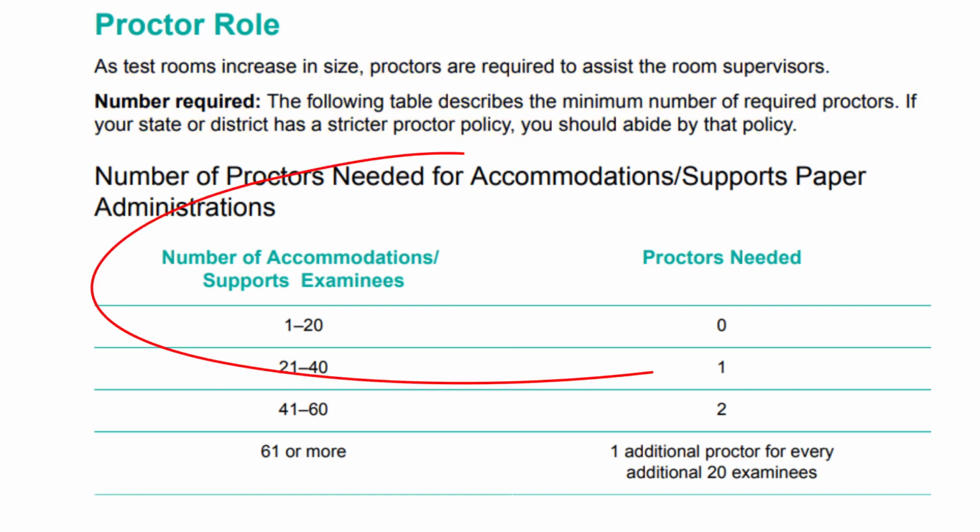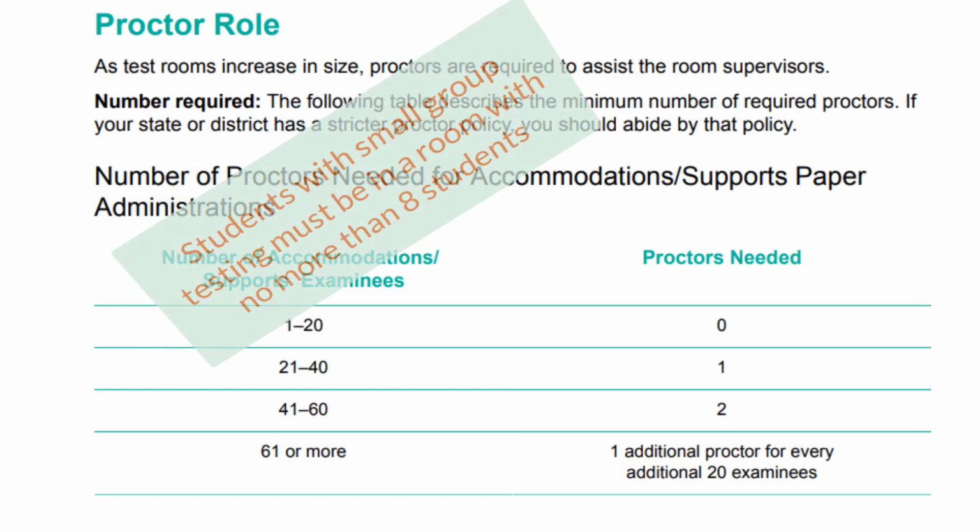Number of proctors needed for accommodation supports paper administration, 1 through 20, 0 needed. 21 through 40, 1. I'm not even going to do the rest because I am assuming that for accommodations, you're not going to put students in more than 20 in a room. And remember, if a student has small group testing on their IEP or 504 plan, you know that Louisiana requires that those students not be in a room of more than 8 students. Those students have to be in a room with 8 students or less.